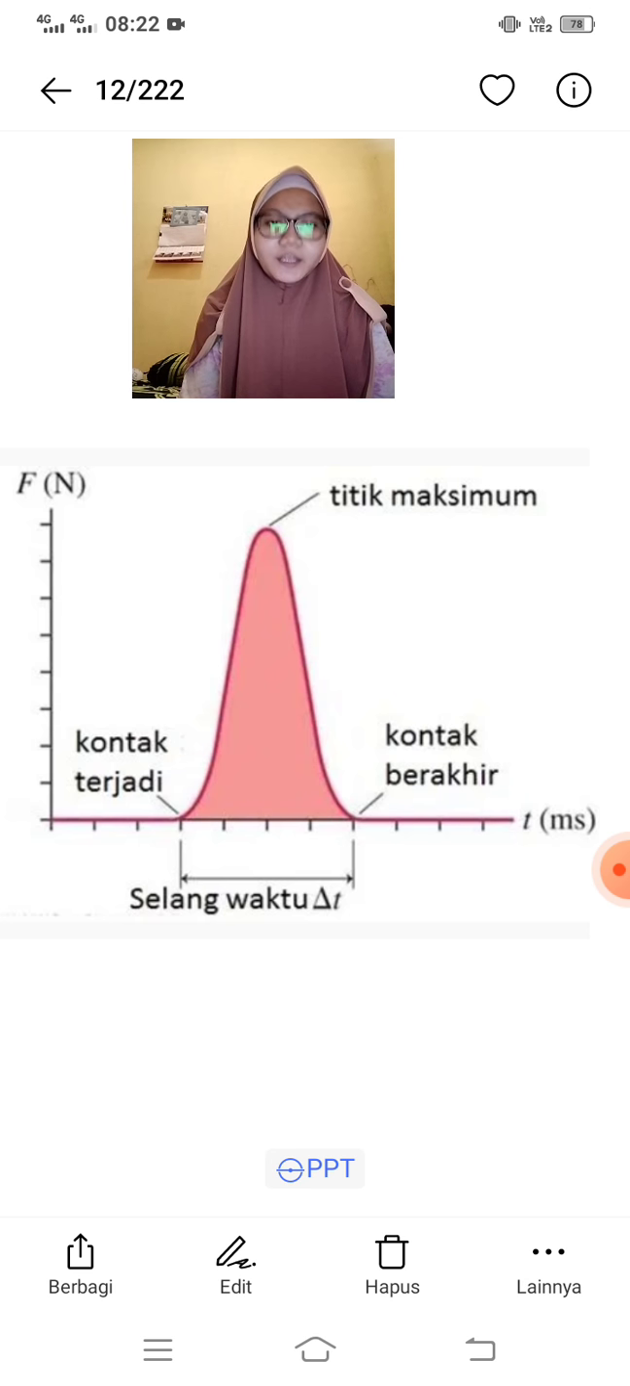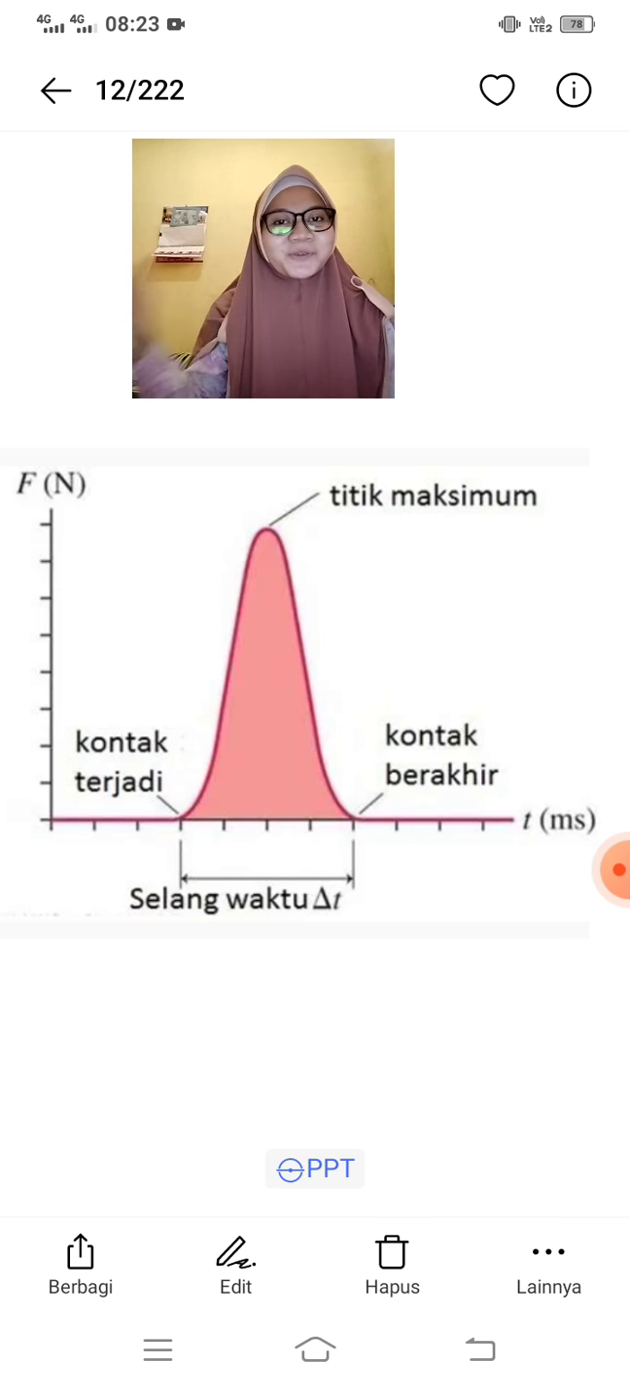Graphically, impulse is the area under the F-t graph. If the time of the collision impulse is longer, then the force acting on the object will be smaller.